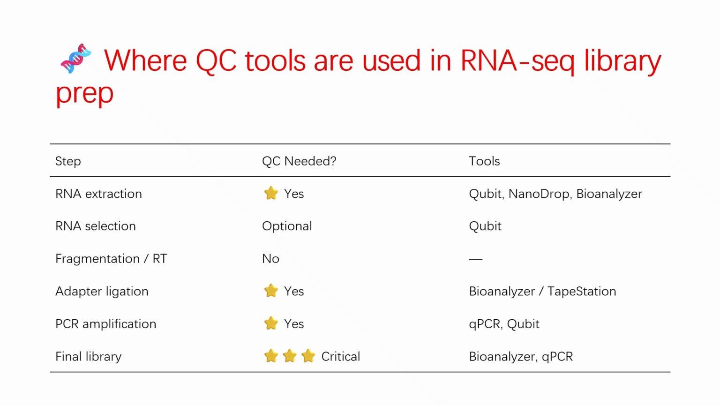Finally, sequencing-based QC, like pilot runs, gives us the most realistic assessment by testing actual sequencing performance. The stars here represent how strong or reliable each method is for a given purpose. Overall, combining multiple QC methods ensures the highest data quality and more reliable sequencing results.